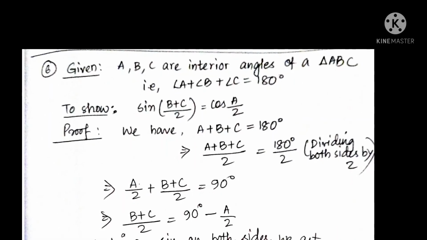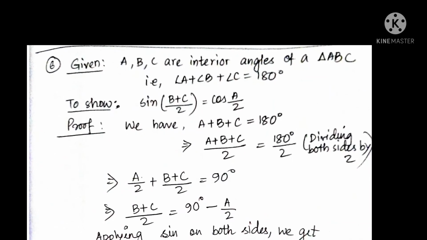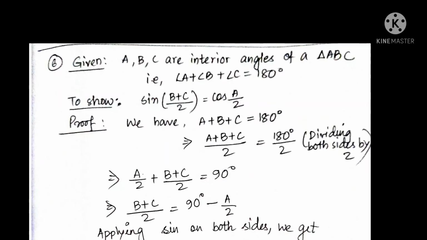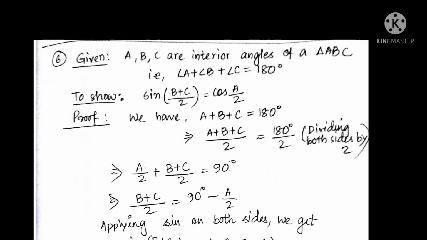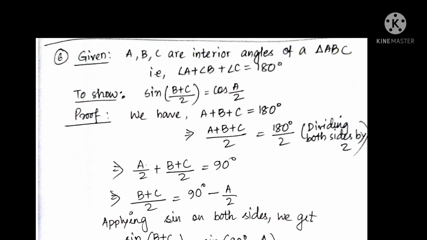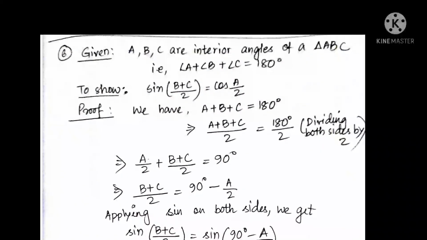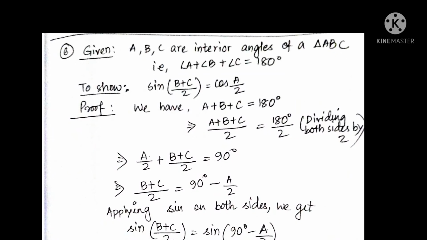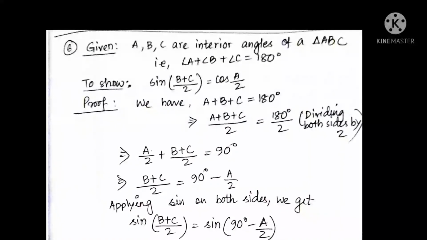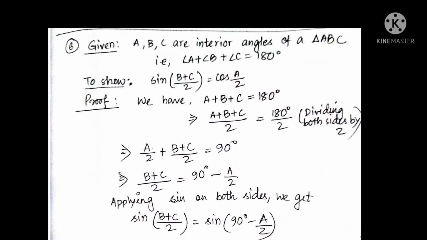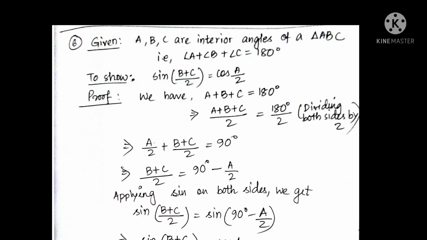So now if we divide both sides by 2, we will get A by 2 plus B plus C by 2 is equal to 180 degree by 2, that will be 90 degree. Okay, so why I have written A by 2? Because we have to prove that sine B plus C by 2 is equal to cos A by 2. So by seeing that only, I have written A by 2 and B plus C by 2. So like this, first of all you have to analyze what we have to prove. Using that condition only you have to apply in the proof. So B plus C by 2, we can write this is equal to 90 degree minus A by 2.